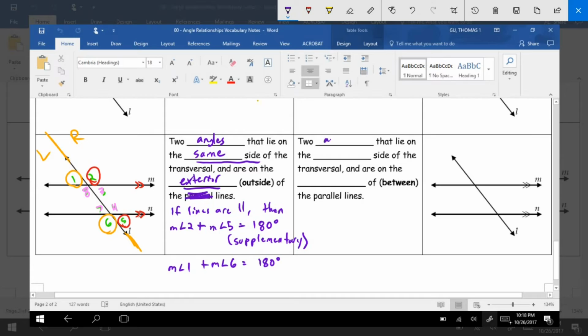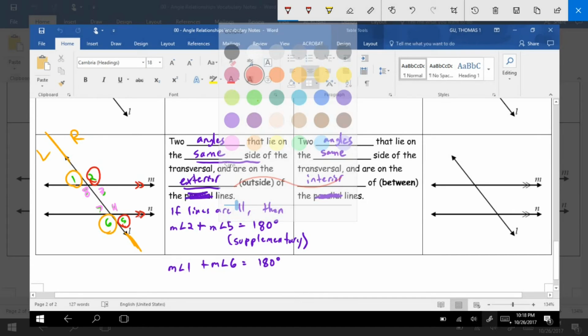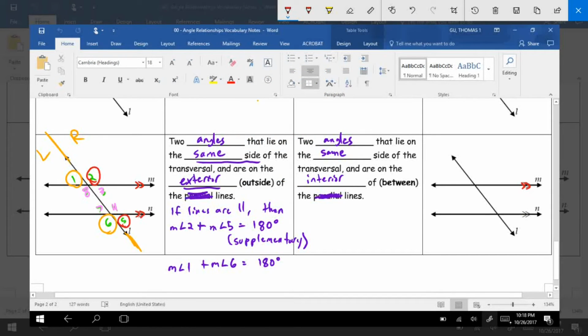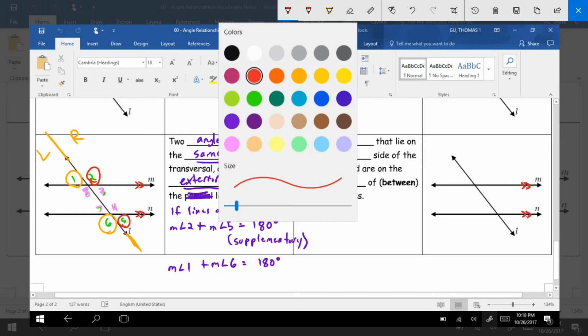Two angles that lie on the same side of the transversal and are on the interior, or they're between the parallel lines. So, okay, mark this out once again. Look at the picture. Are these two lines parallel? Yes, they are, but it doesn't have to be. I must stress that to you so you do not get confused.